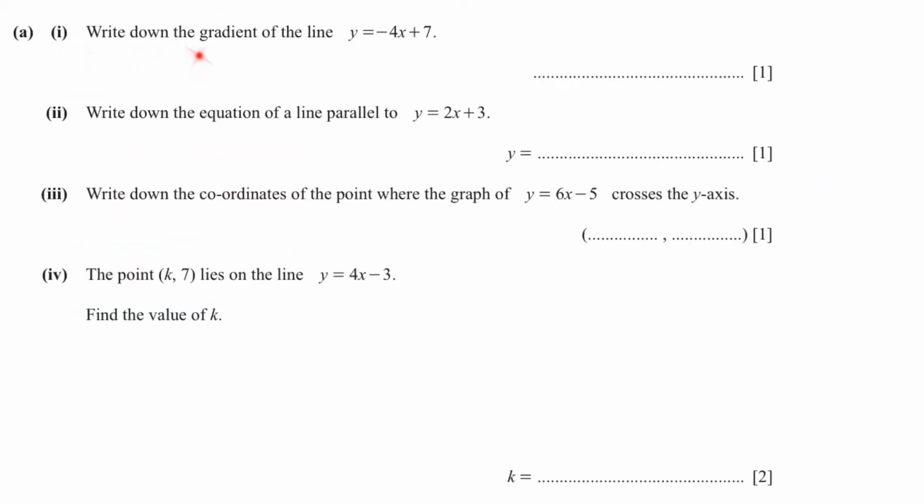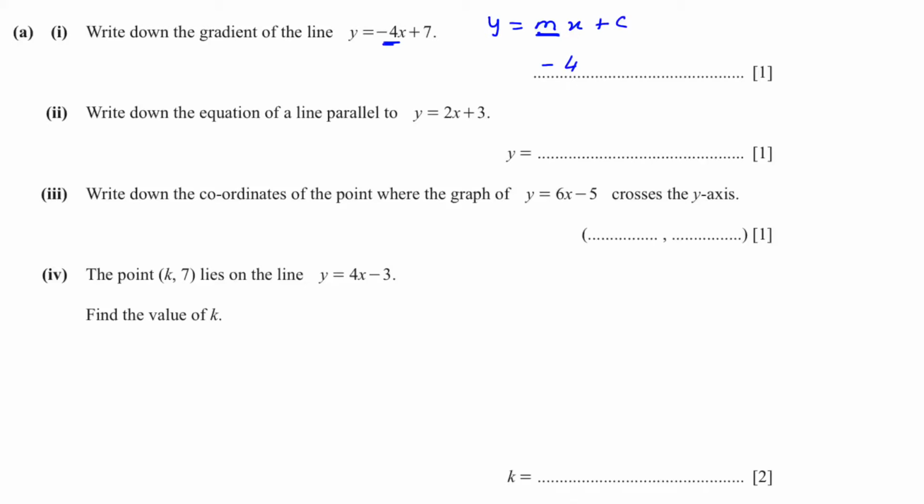In A1, write down the gradient of the line y is equal to negative 4x plus 7. The equation of the line is written in the form y is equal to mx plus c. The number before your x is your gradient. In this case, it is negative 4.